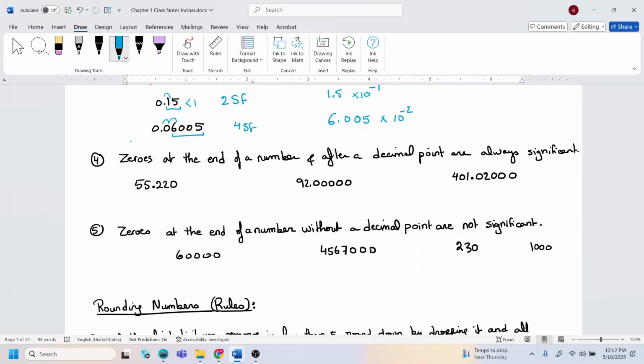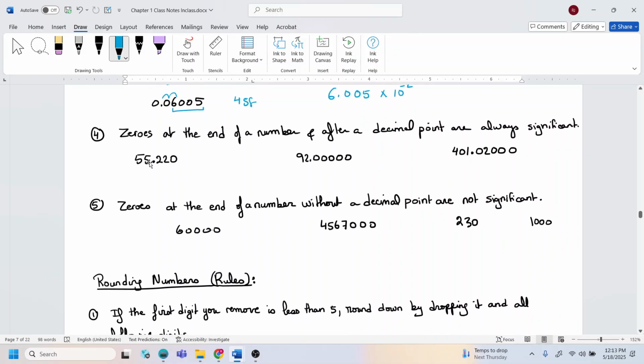Now, zeros at the end of the number. Zeros at the beginning of the number are not significant. However, zeros at the end of the number have to be significant because this is part of your measurement. So it needs to be after the decimal point. Anything after the decimal point, the number zero really doesn't matter. These are significant. So this over here is going to be 5 significant figures. These are part of your measurements.